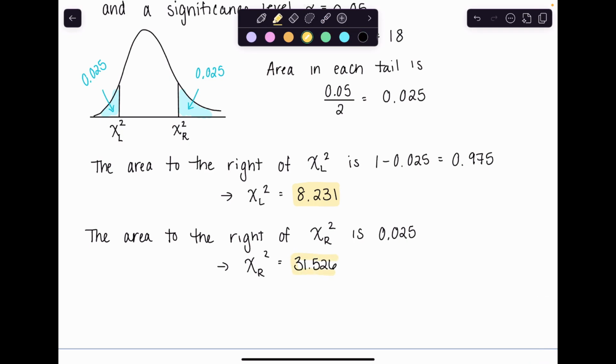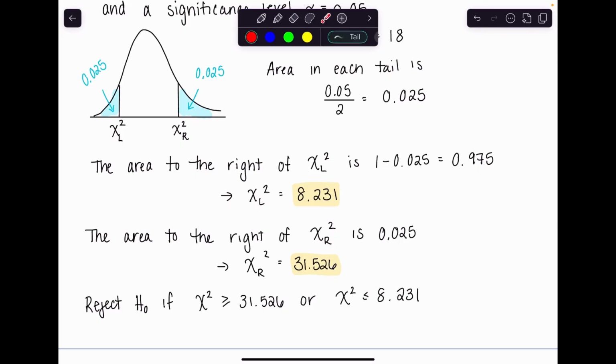So in this instance, we are going to reject that null hypothesis if our test statistic, whatever that may be, is bigger than or equal to the right value, or if it's less than or equal to the left value. So again, that means it falls into either one of these places, which is that critical region.